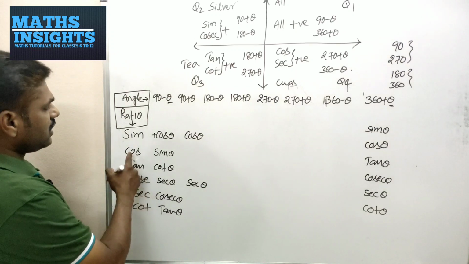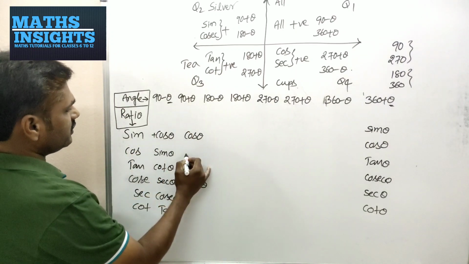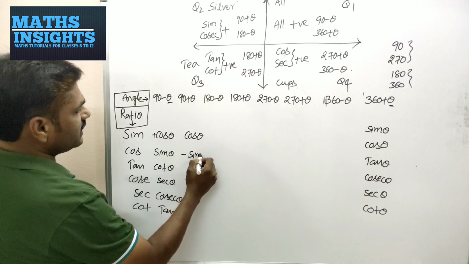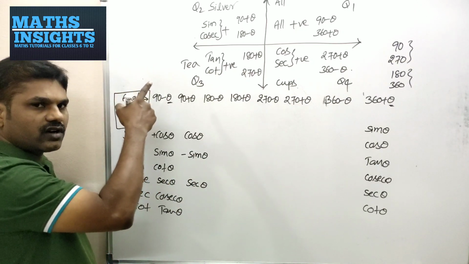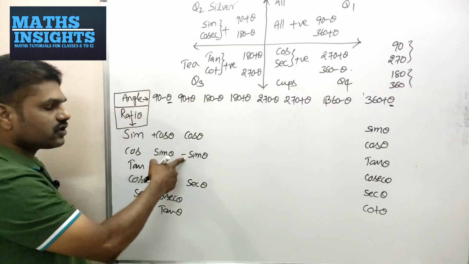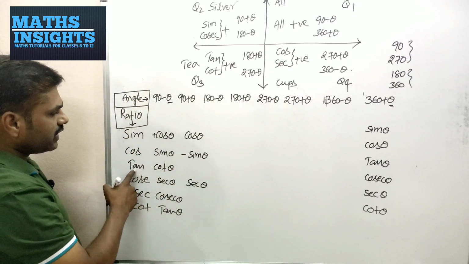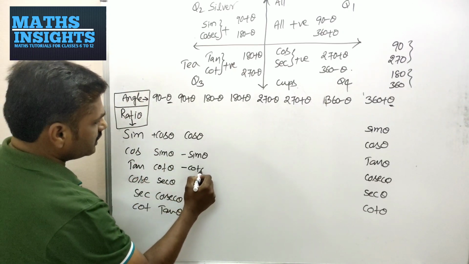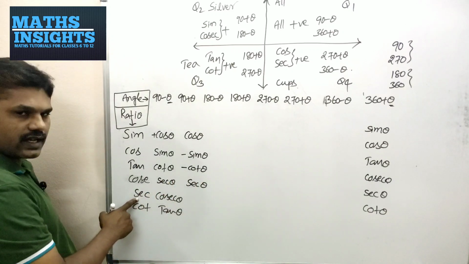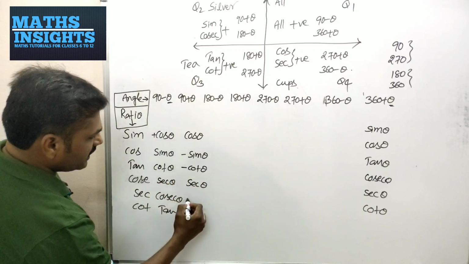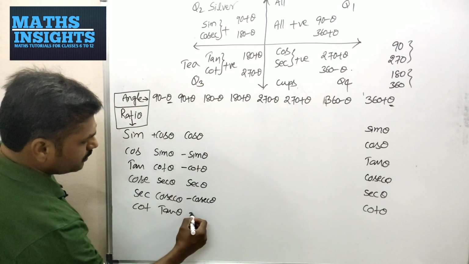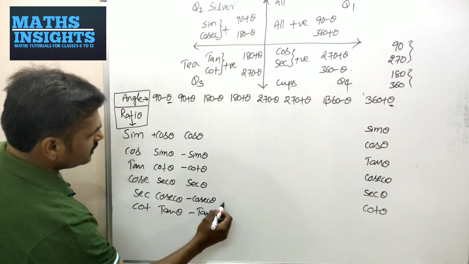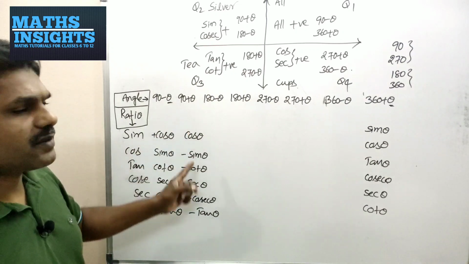That means cos(90 + theta) will become minus sine theta. Why? Because cos is not in the second quadrant, therefore it will become negative. Tan becomes minus cot theta, and for secant you will get minus cosecant theta. For cot theta, it becomes minus tan theta. Okay, this is for 90 plus theta.